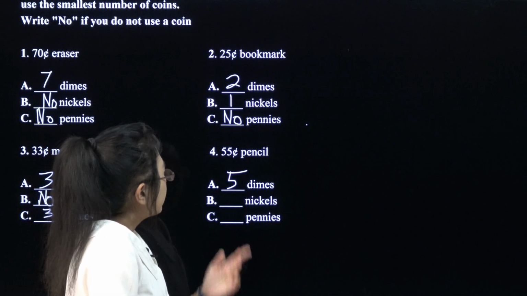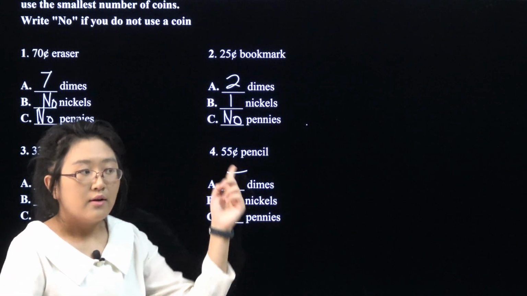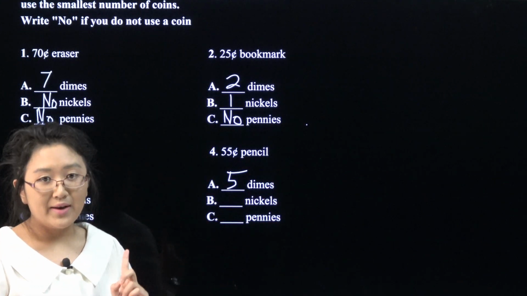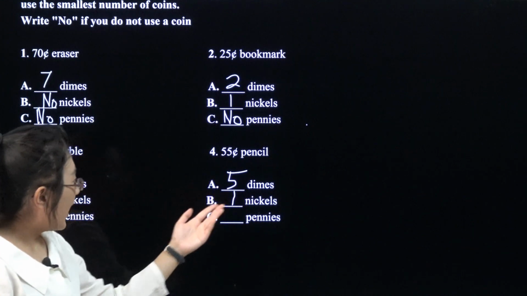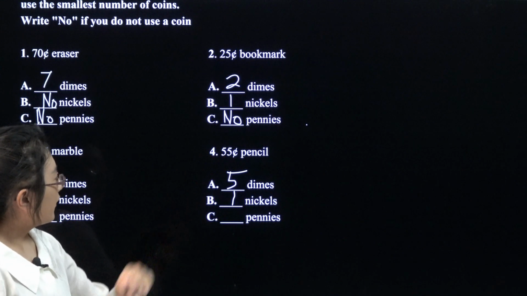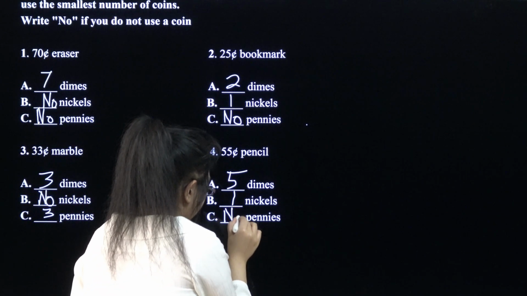Nickels, 50 is nothing, and then 55 would be 1 nickel. That's perfect. So we need 5 dimes and 1 nickel for a 55-cent pencil. And no pennies. Don't forget the no.